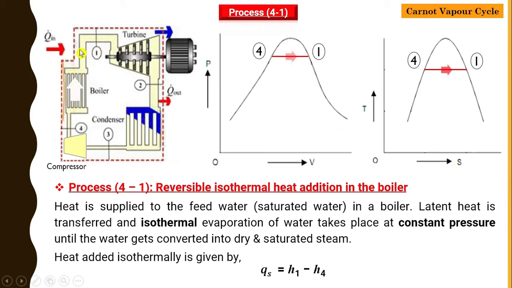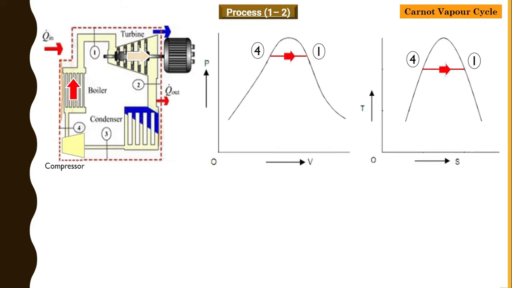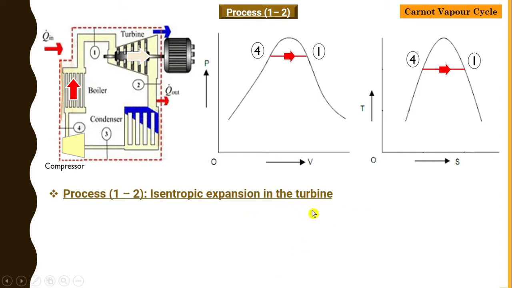Now steam will be produced, that will be supplied to the turbine. So let's understand the process that takes place in the turbine. In the turbine, steam will be applied, that gets expanded and it will produce useful work. So from the shaft of the turbine we get the mechanical energy. So process 1 to 2 is isentropic expansion in the turbine. So expansion of steam will take place in the turbine.